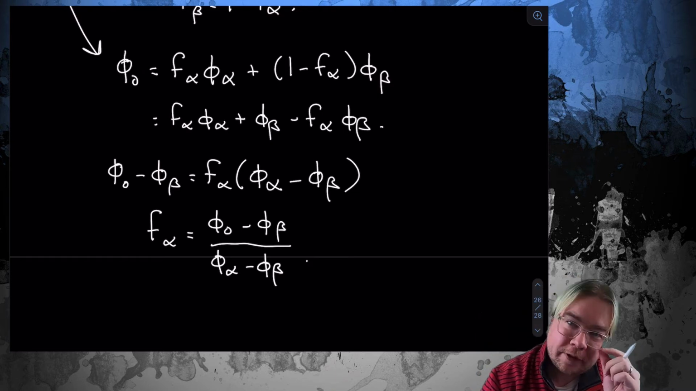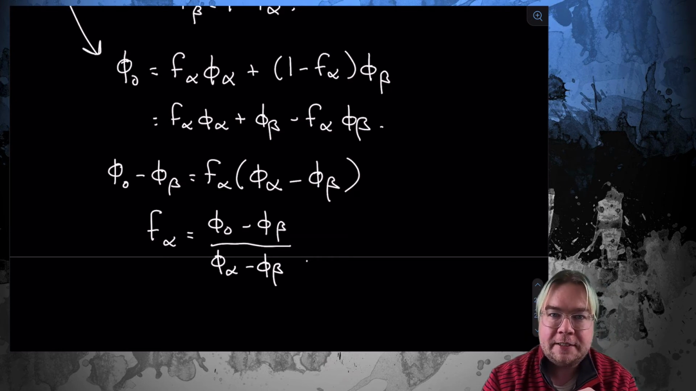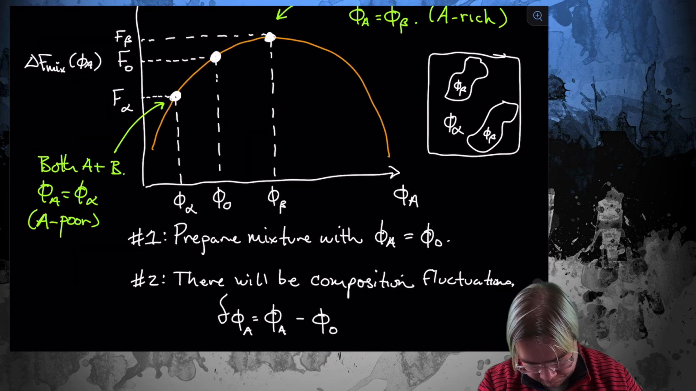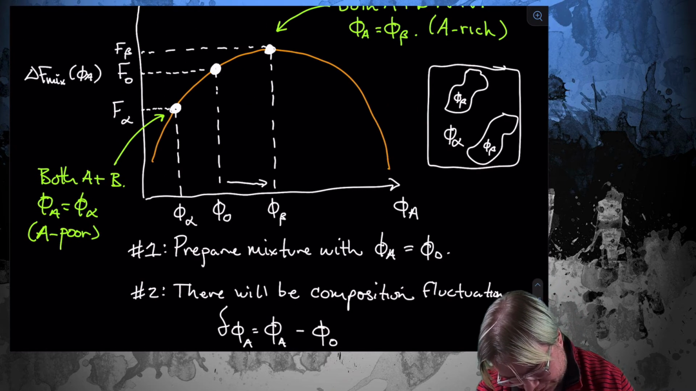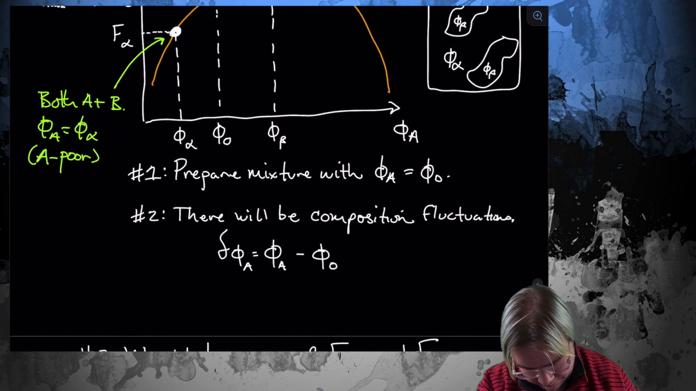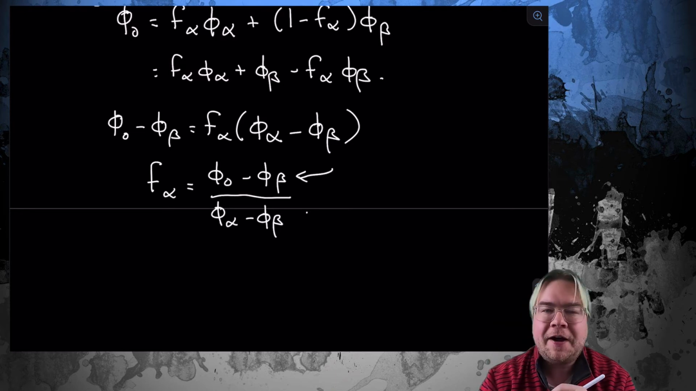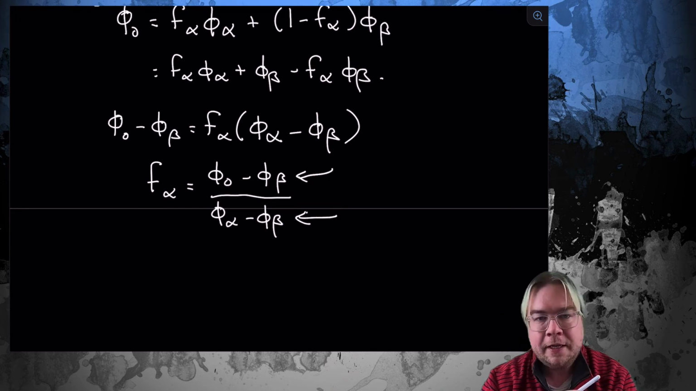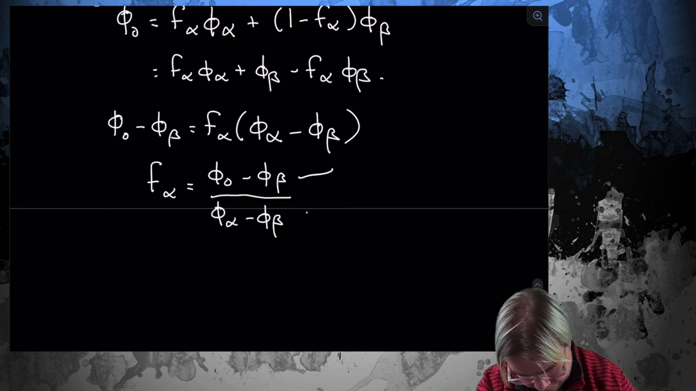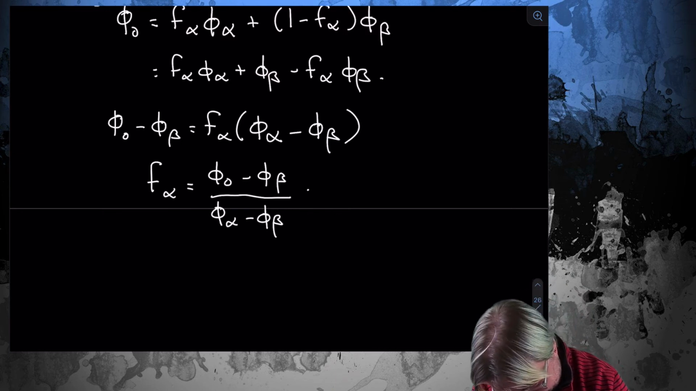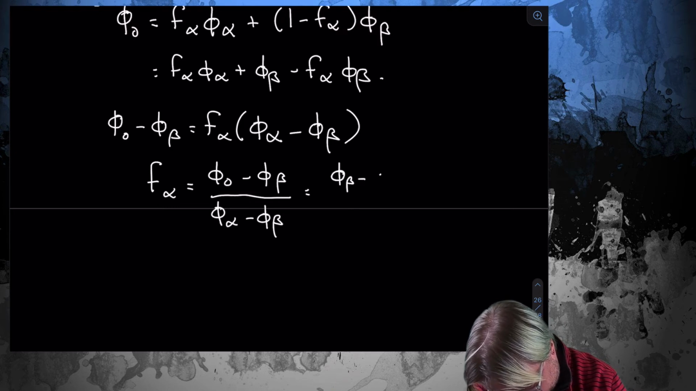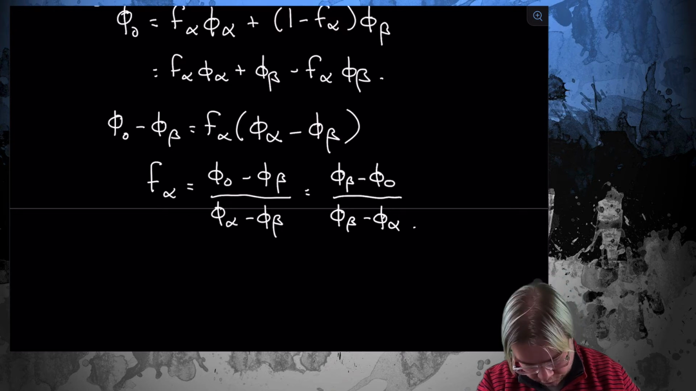Now I'm going to rewrite this a little bit differently, because phi beta was greater than phi 0, right? Look here. Phi beta is greater than phi 0, and it's greater than phi alpha. So that means that the numerator of this expression will be negative, and phi beta is bigger than phi alpha, so the denominator will be negative. So f alpha will still be positive, but I'll have a negative number in the numerator and a negative number in the denominator. So let's just write this instead as phi beta minus phi 0 divided by phi beta minus phi alpha.